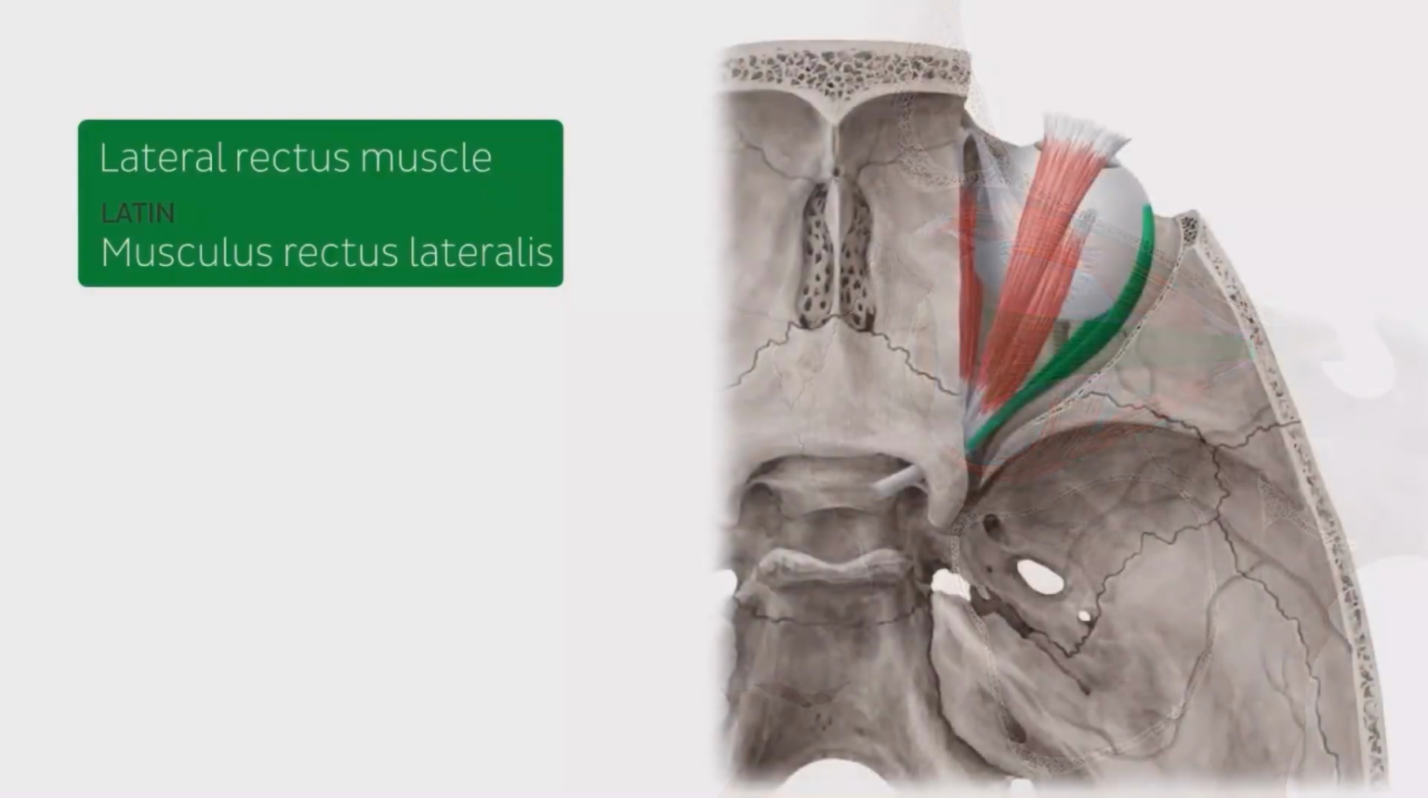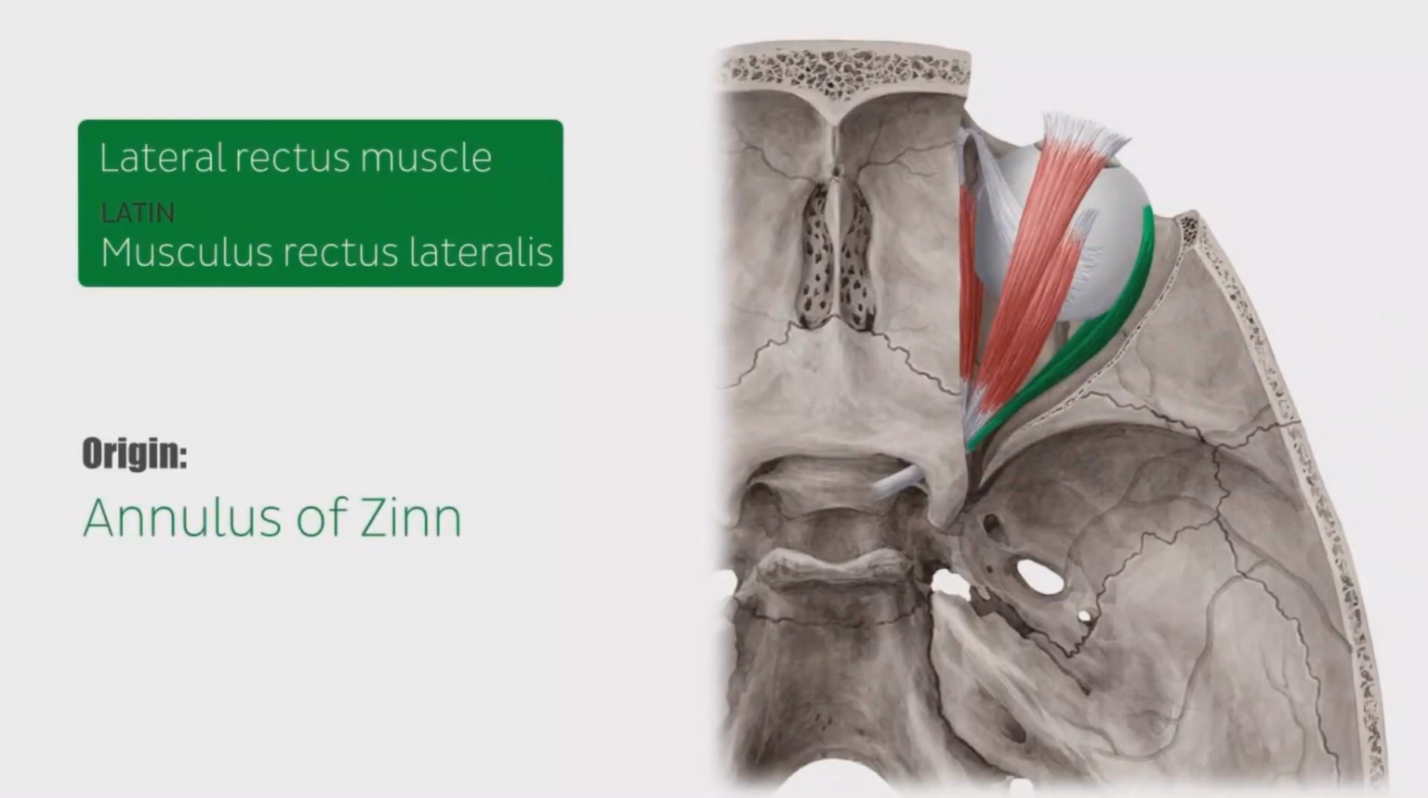The lateral rectus muscle, which is highlighted in green, originates from the common tendinous ring, also known as the annulus of Zinn, located at the apex of the orbit around the optic canal. The annulus of Zinn is formed by the tendons of the 4 rectus muscles: lateral, medial, superior, and inferior.